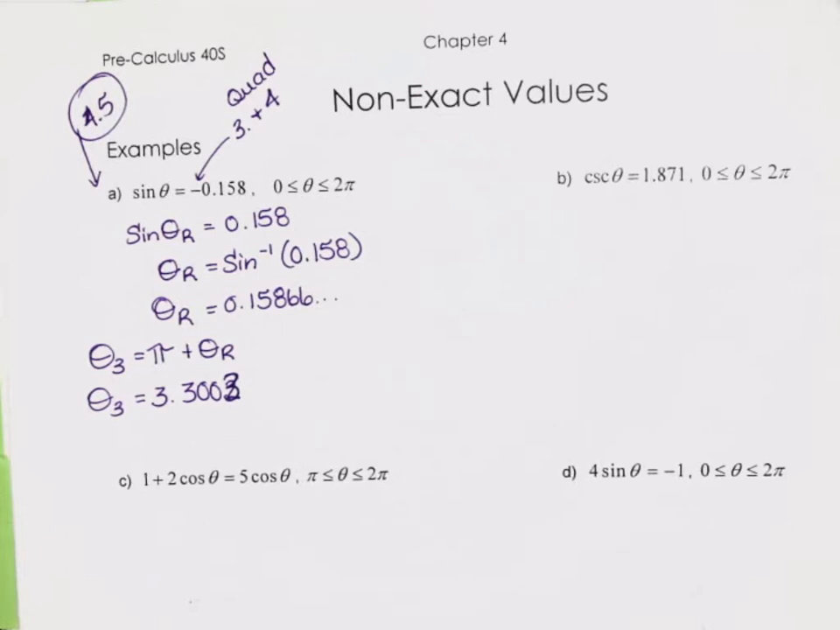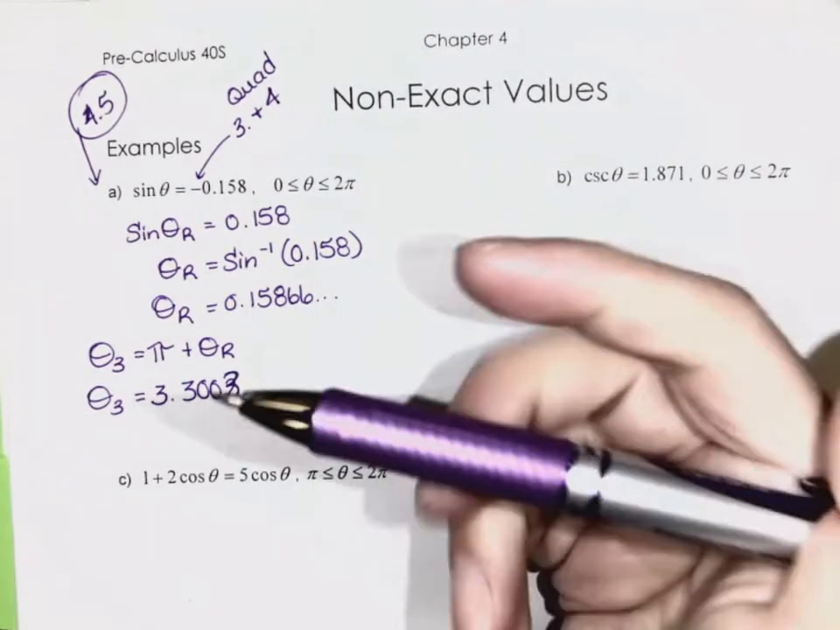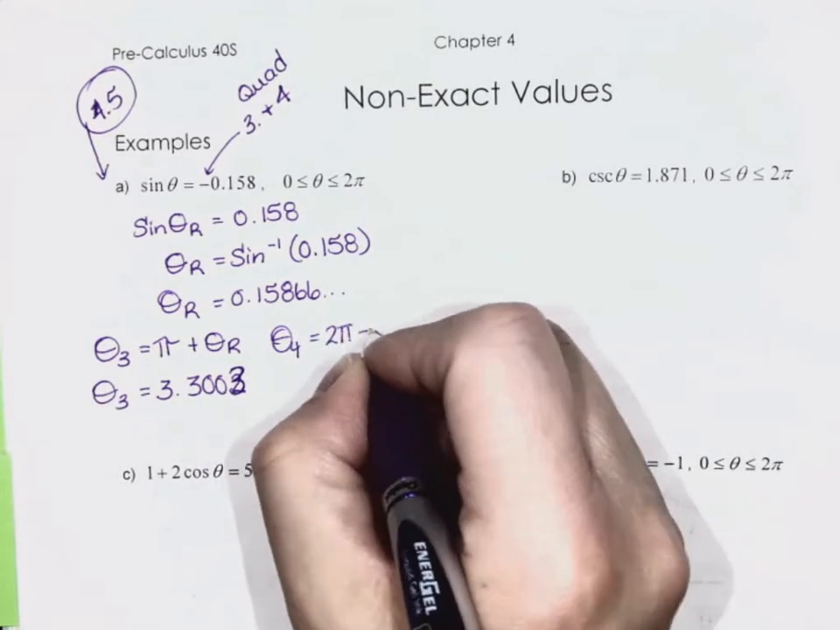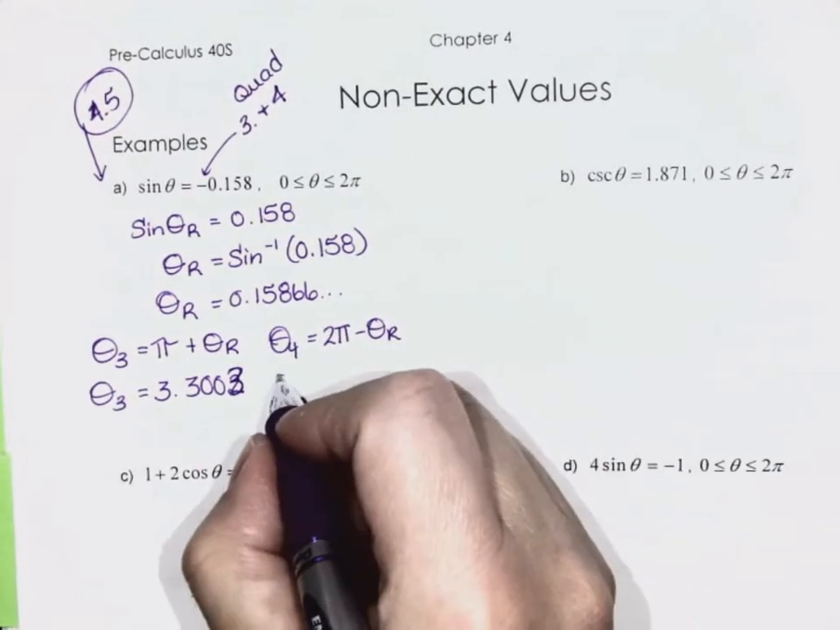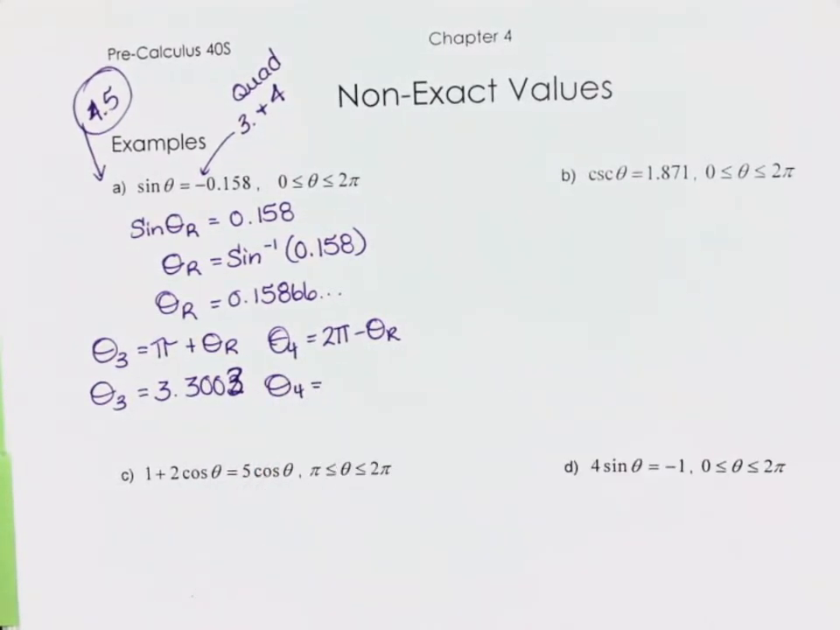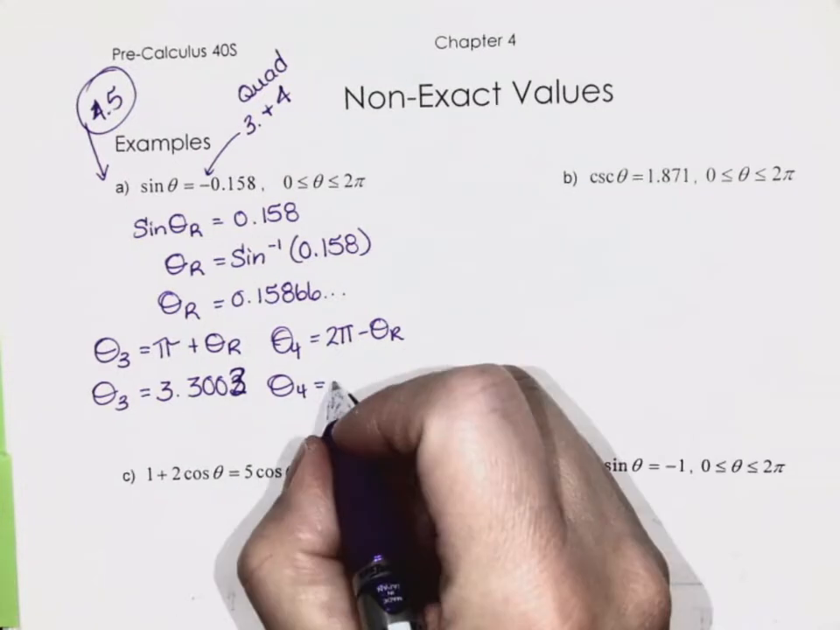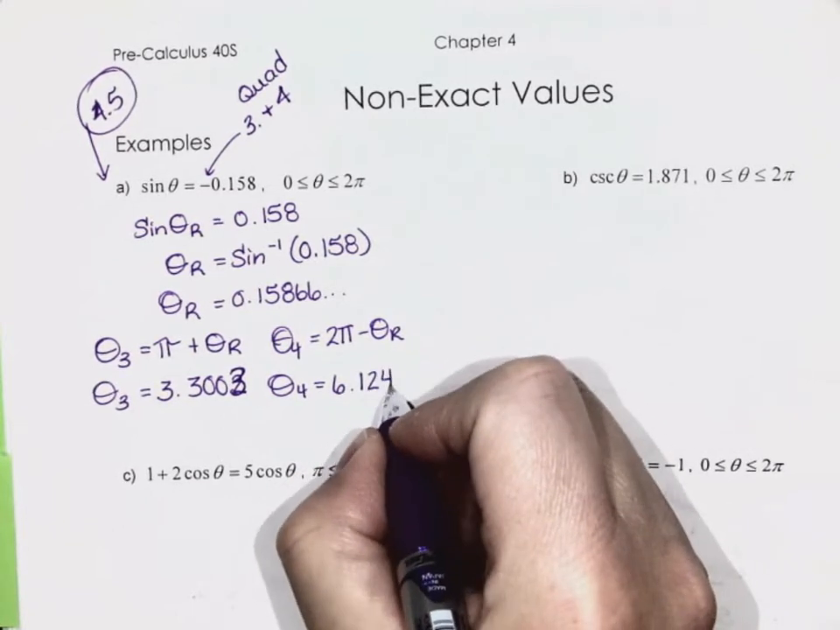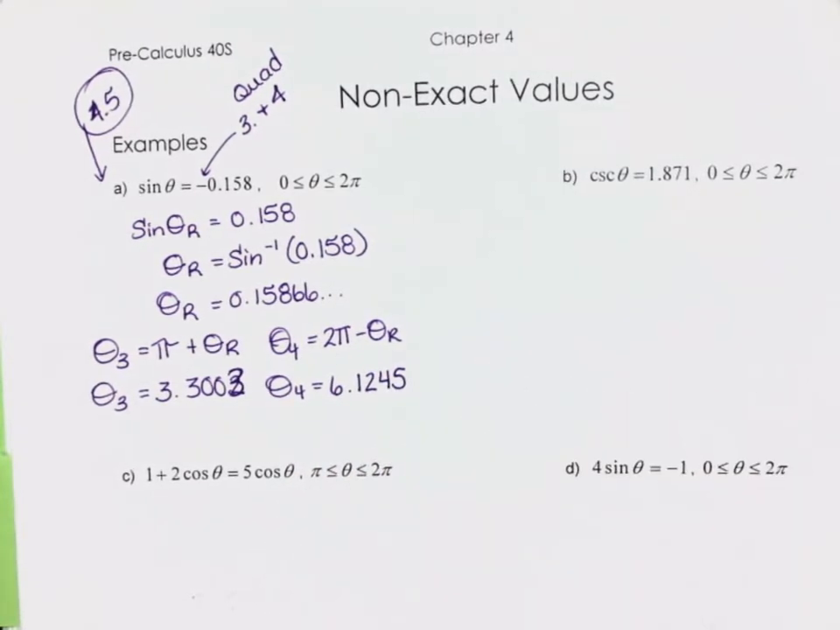Okay, so then what's the rule for quadrant 4? It's going to be 2 pi minus theta reference. And you guys are all using your pi button. So this one's going to be 6.1245.